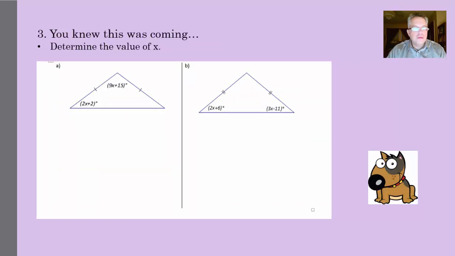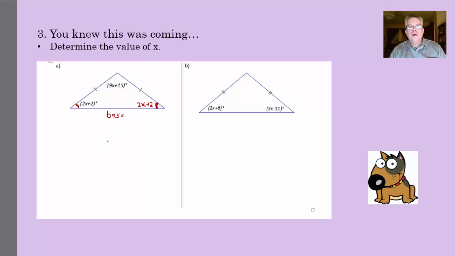All right, these are the last two examples. You knew this was coming, that we would be doing some algebra sometime. So I'm going to mark the base angles here. This is a base angle, this is a base angle, and this is the base right here. The base angles have to be equal, so since this is 2x plus 2, this one must be 2x plus 2 also.